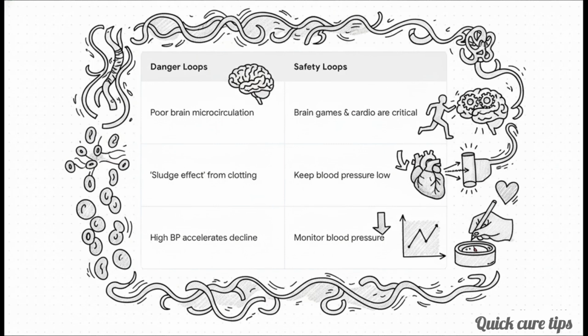Well, it all comes down to something called a sludge effect. Having both A and B antigens makes your blood prone to a specific clotting factor that thickens the blood, especially in the tiniest blood vessels of your brain. Over decades, this poor microcirculation can literally starve your brain cells of oxygen. For you, brain games aren't just a fun hobby, and cardio exercise is absolutely critical to push that blood into those tiny capillaries. And keeping your blood pressure low, that is your number one defense.